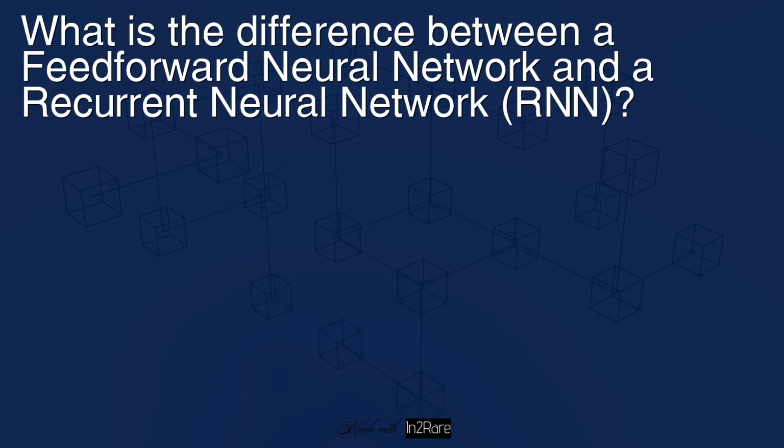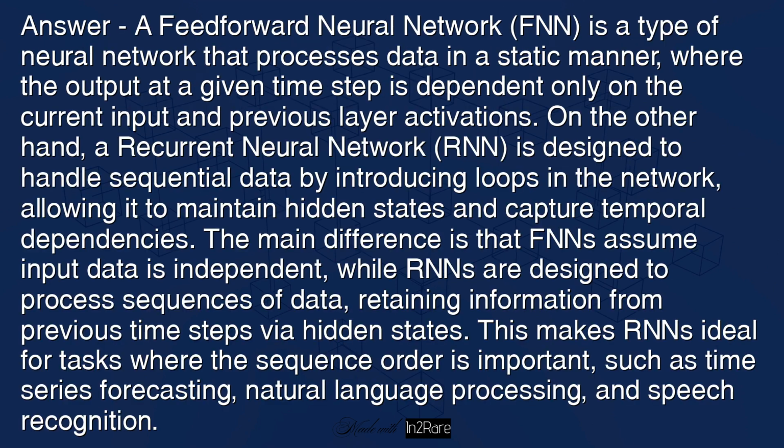What is the difference between a feed-forward neural network and a recurrent neural network (RNN)? Answer: A feed-forward neural network (FNN) is a type of neural network that processes data in a static manner, where the output at a given time step is dependent only on the current input and previous layer activations. On the other hand, a recurrent neural network (RNN) is designed to handle sequential data by introducing loops in the network, allowing it to maintain hidden states and capture temporal dependencies.